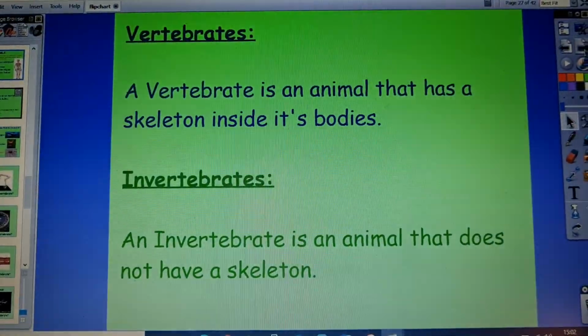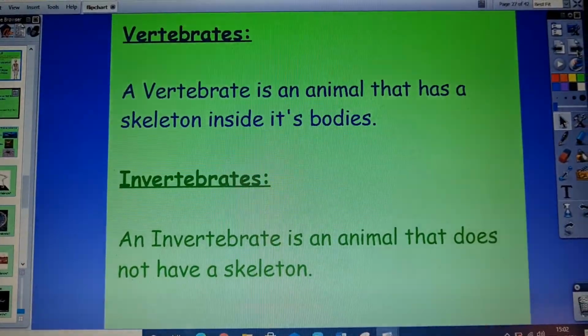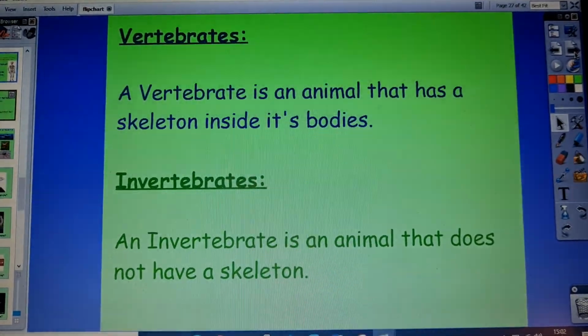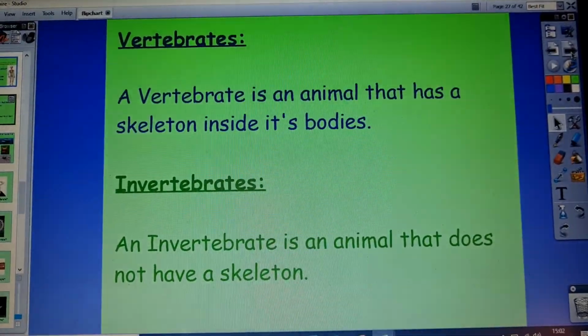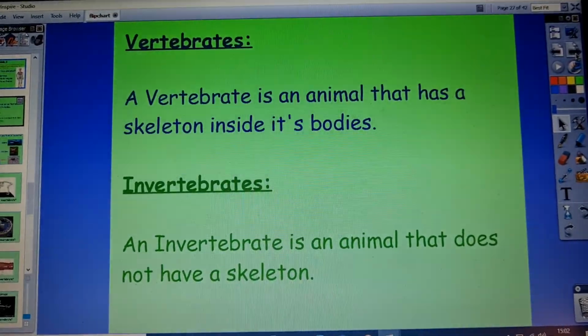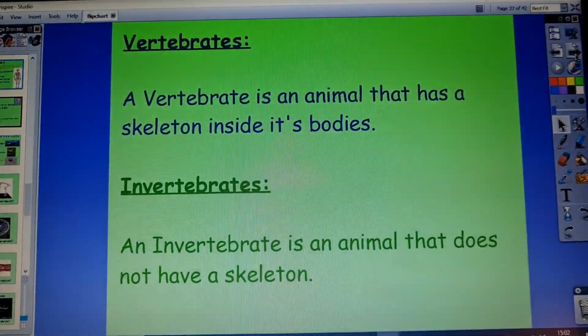So the difference between a vertebrate and an invertebrate. So a vertebrate is an animal that has a skeleton inside its body, and an invertebrate is an animal that does not have a skeleton inside its body.